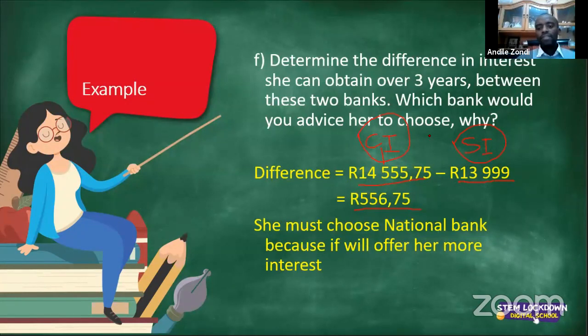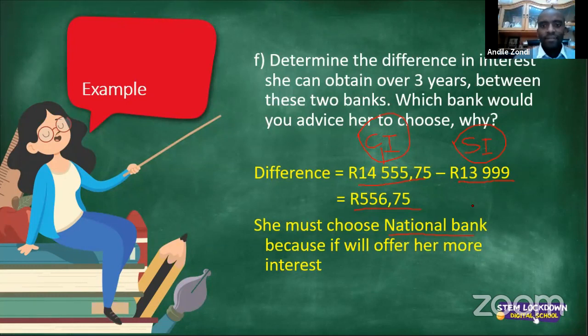Now, part 2 of this question says, which bank would you choose, or which bank would you advise her to choose, and why? Obviously, the bank that gives you more money after 3 years, more interest after 3 years. That bank is obviously the one that gave you the compound interest option, because the interest rate was the same, which was National Bank. So my answer was she must choose National Bank because it will offer her more interest, 556.75 more interest than she would have earned at the other bank.